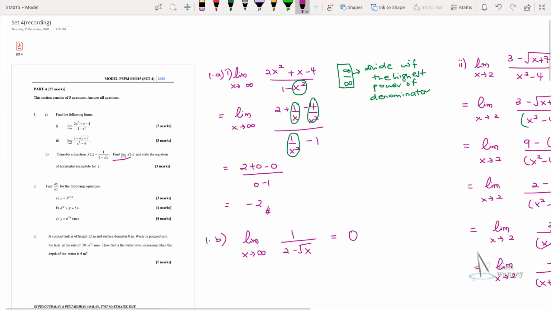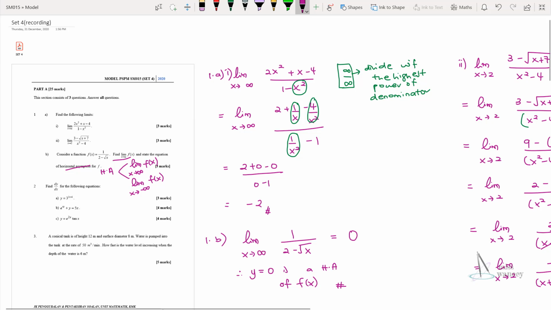Okay, so basically, for horizontal asymptote, there are two methods to find it. You can either find the limit for x approaching infinity for f(x), or you can find the limit for x approaching negative infinity for f(x). Since I already found the limit for x approaching infinity, I'm going to use that as my horizontal asymptote. So I have the limit for x approaching infinity equal to 0. Therefore, I can say that y equal to 0 is a horizontal asymptote of f(x).